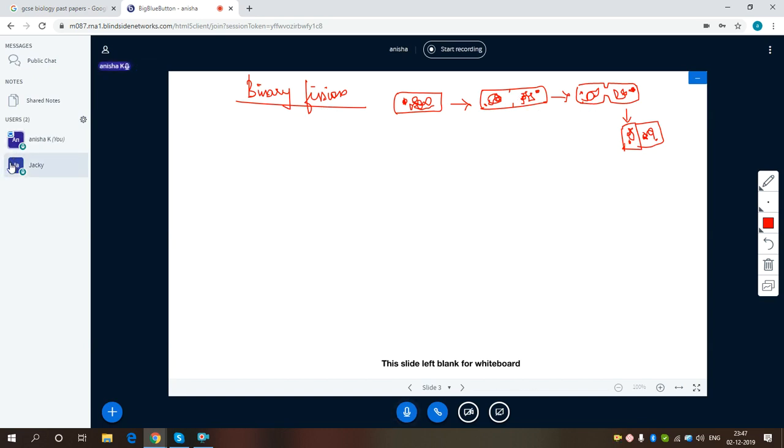Question number 1 says scientists performed an experiment to observe the growth of bacteria in a nutrient broth at 25 degrees Celsius. Okay, so they have a nutrient broth at 25 degrees Celsius. They have given you a table in which time and absorbance is mentioned. Use table 1 to finish plotting figure 1 and draw a line of best fit.